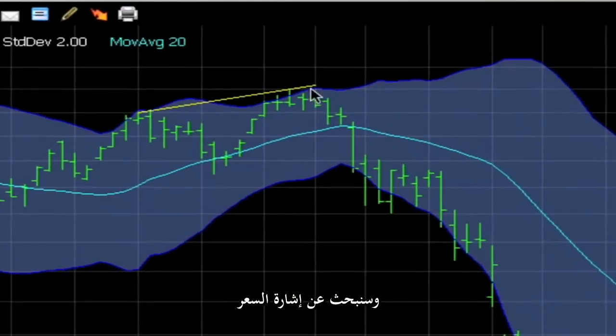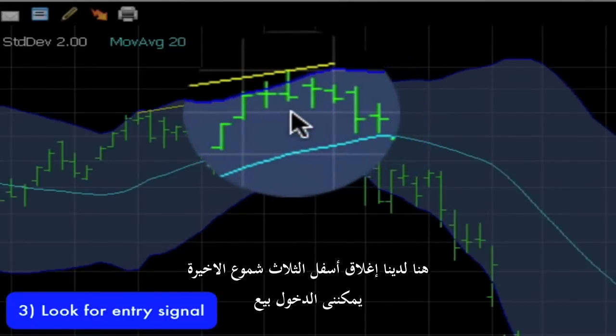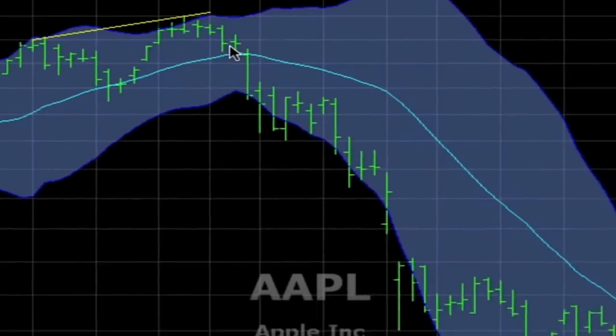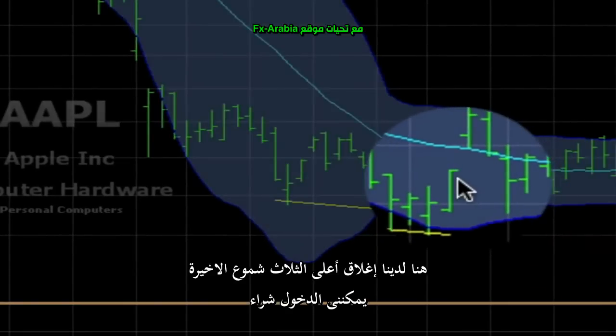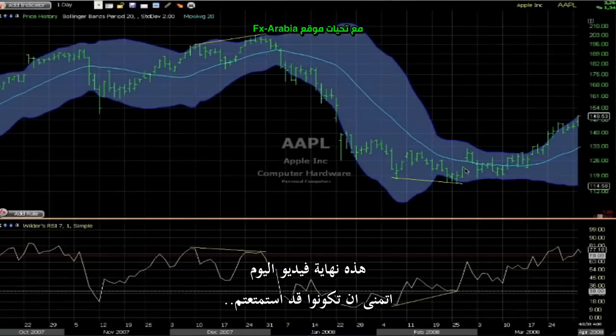Third, I'll be looking for the signal. Here I got a bar closing underneath the prior 3 lows. I can go short. Here I got a bar closing above the prior 3 bars. I can go long. This ends today's video.